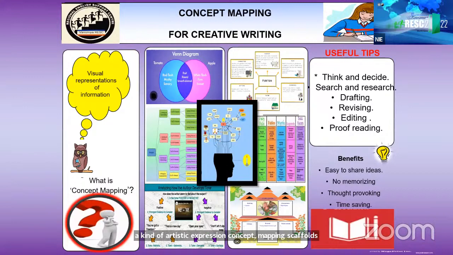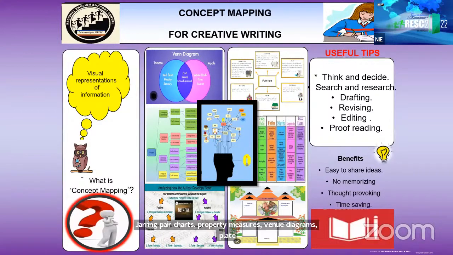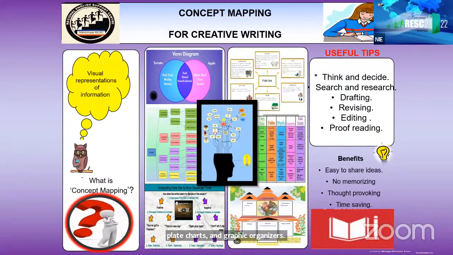Charts, flowcharts, tables, Venn diagrams, T-charts, and graphic organizers are some of the forms of concept mapping. In this slide, in the middle, you can see different forms of concept mapping which would encourage a person to write creatively. On your right, you can see some tips to write creatively using concept mapping.